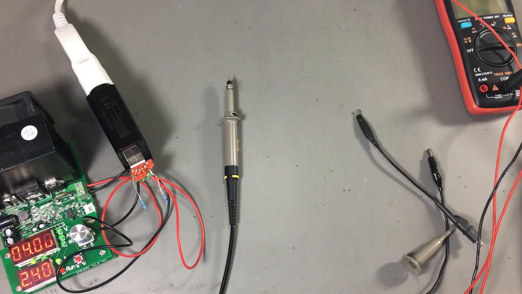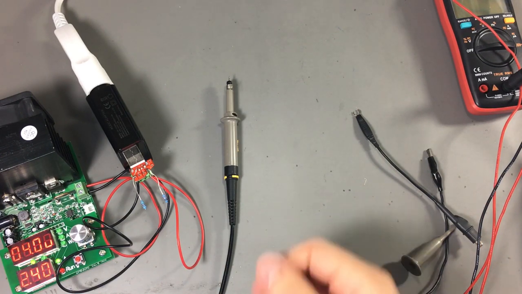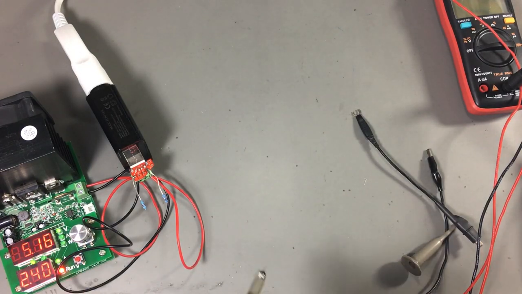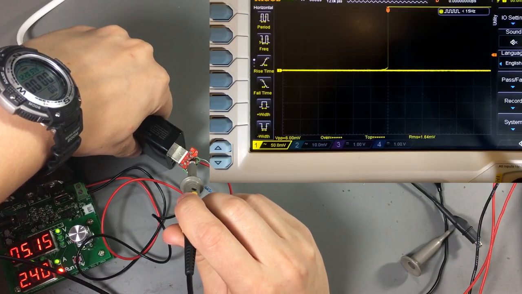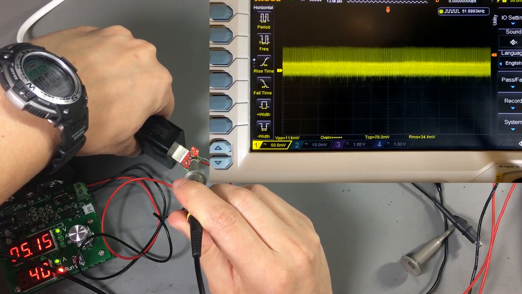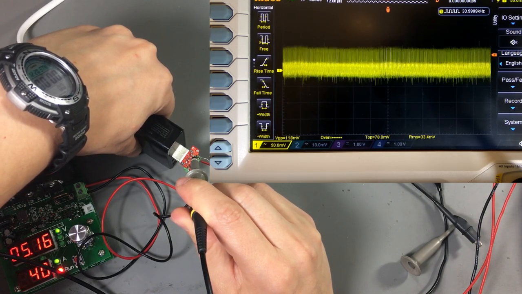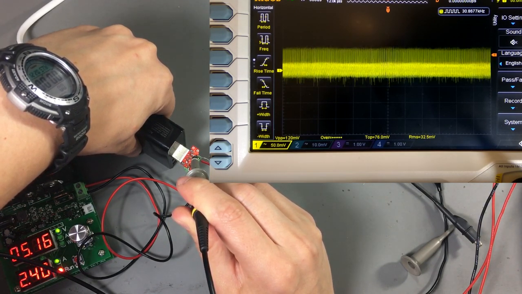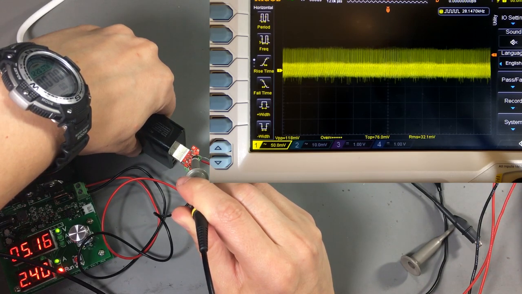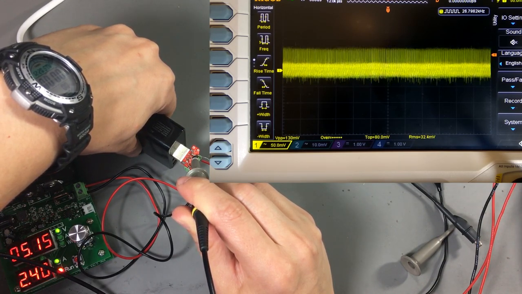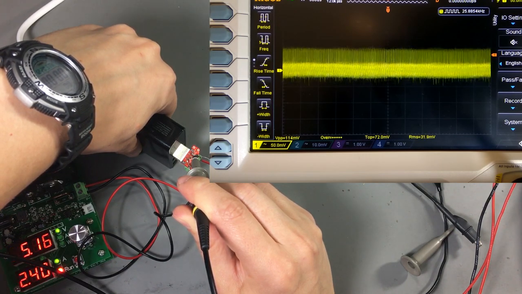Next, I would like to check the output ripple voltage. I'm checking at 2.4 amps because this is, according to the specifications, the maximum output per port. So I would like to check real world conditions. So let's start the dummy load, and I'm gonna try to probe right on the USB connector. And the noise level we're seeing is about 120 millivolts peak to peak, which is quite a lot.